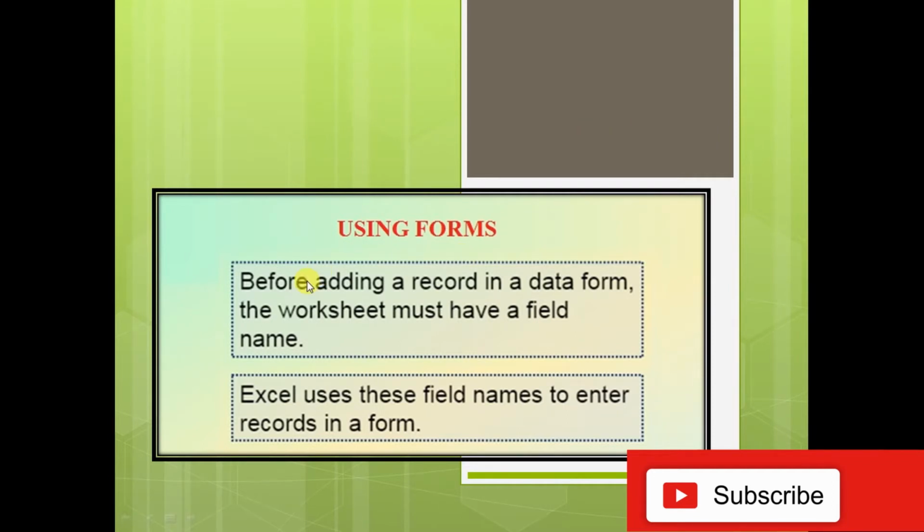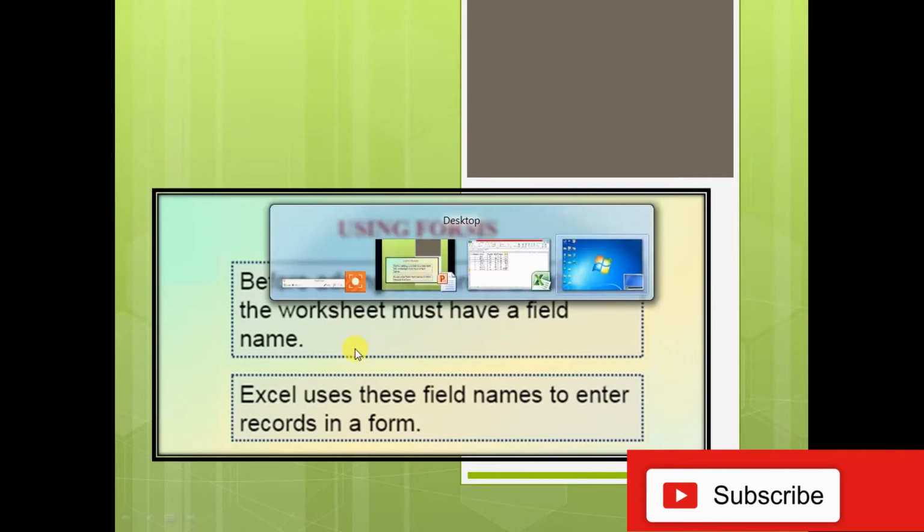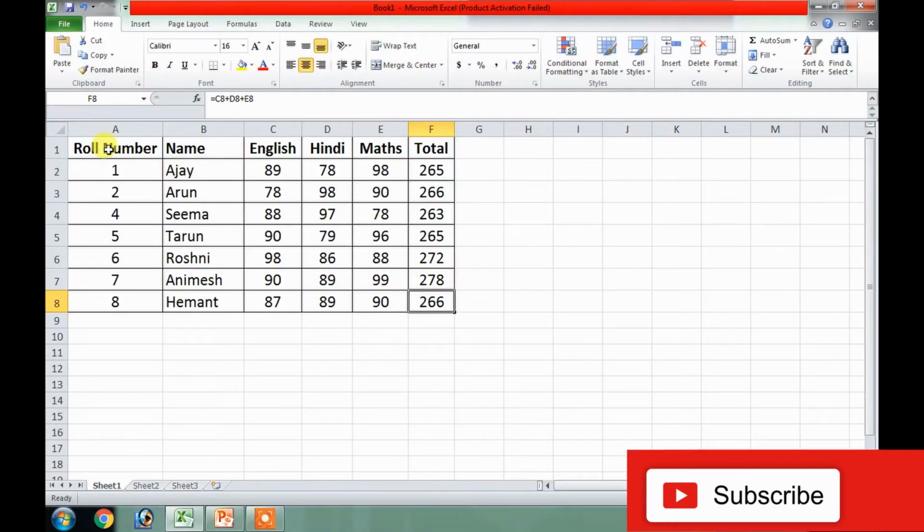And using forms, what we need to do? Adding a record in a data form, the worksheet must have field names, and Excel uses field names to enter records in the form. So for understanding these two steps, let's move towards Excel. In Microsoft Excel, you can see we have this table containing fields roll number, name, English, Hindi, Maths, and total, with the records having different values.